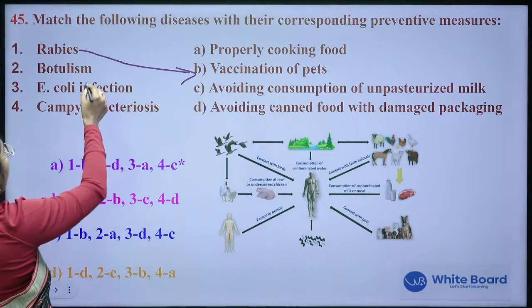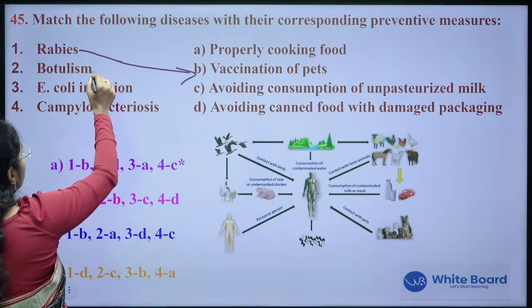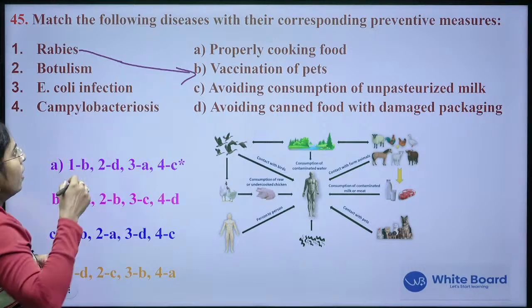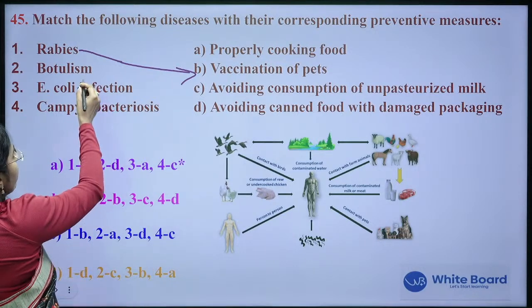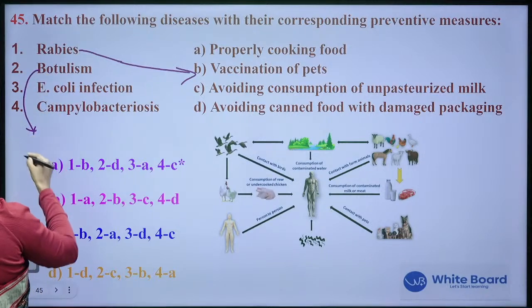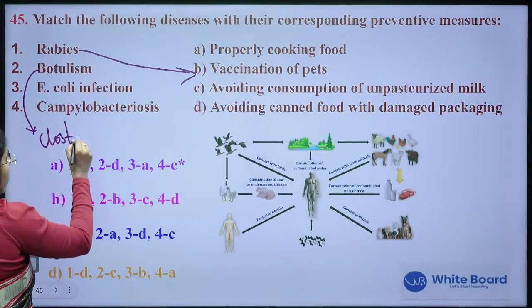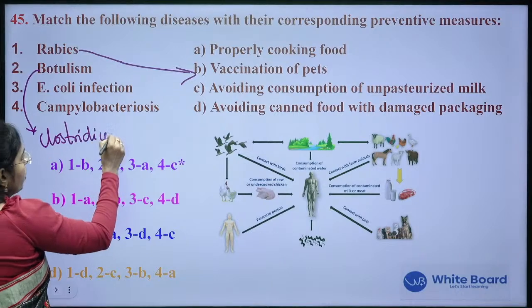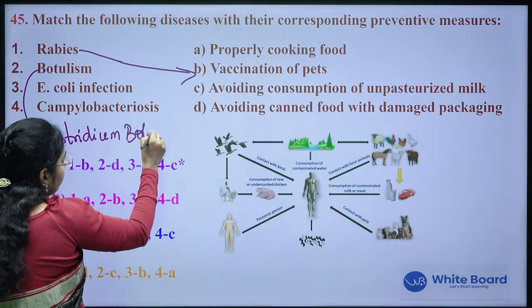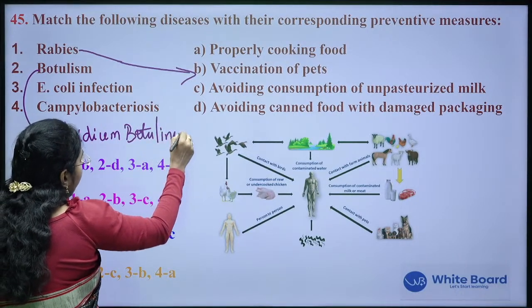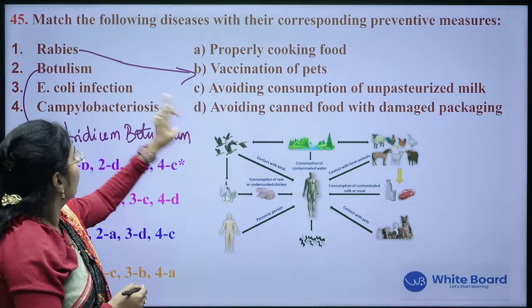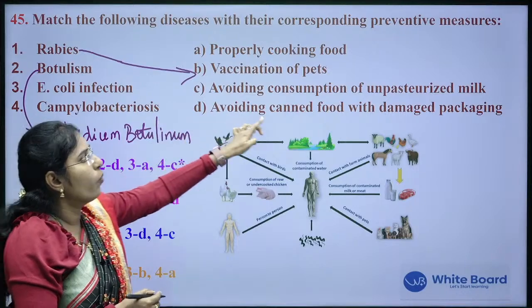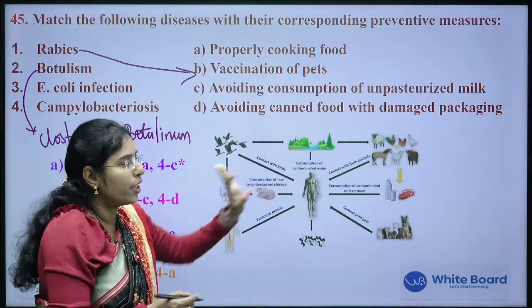And the next one is botulism. Botulism is a food poisoning, caused by Clostridium botulinum bacteria. Okay, so why is this happening? This can be overcome by avoiding canned food with damaged packaging.